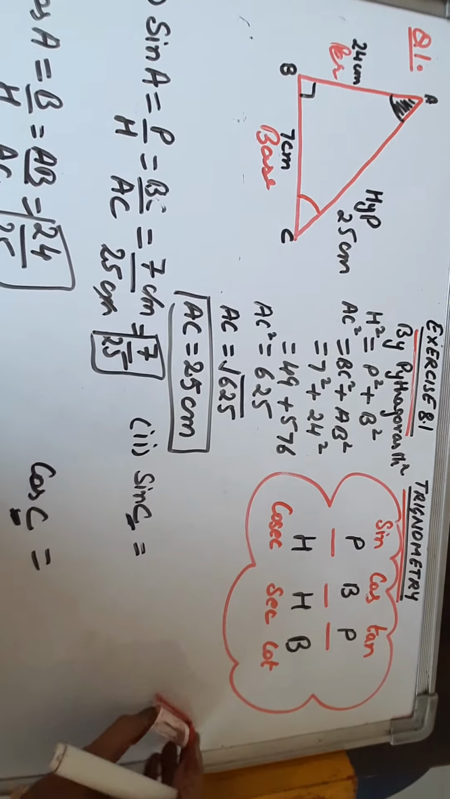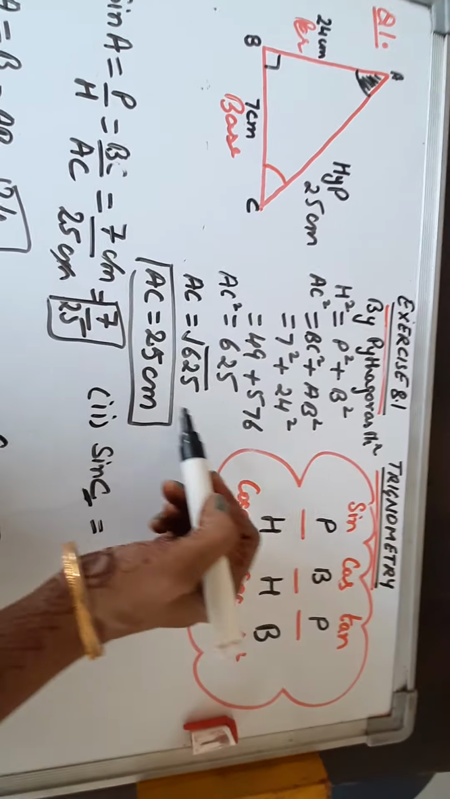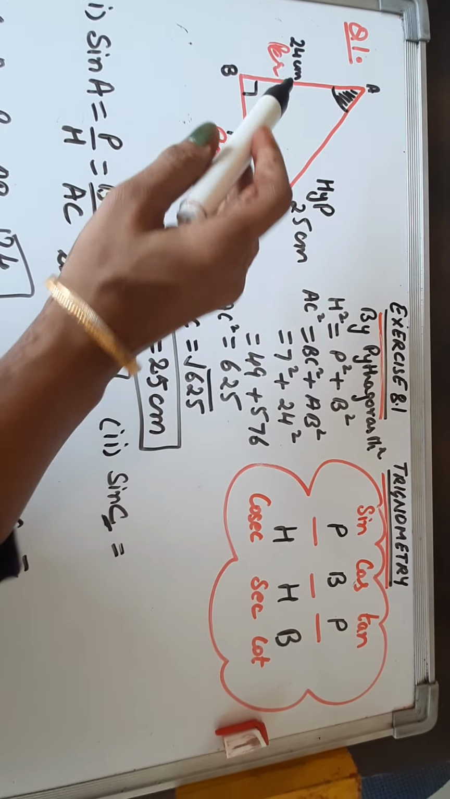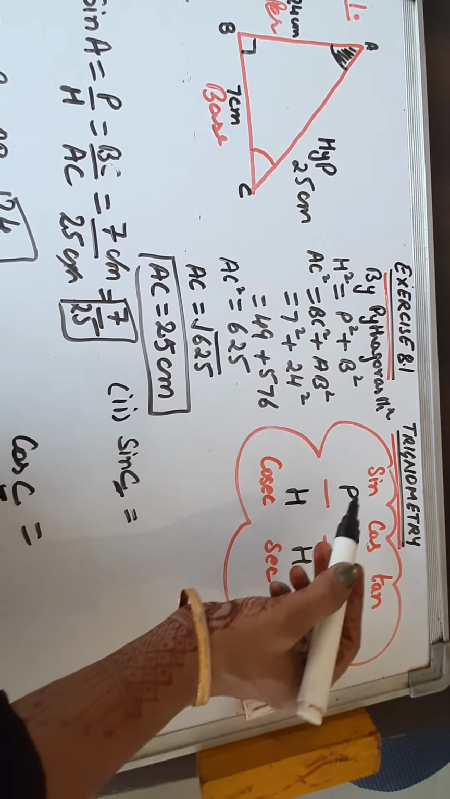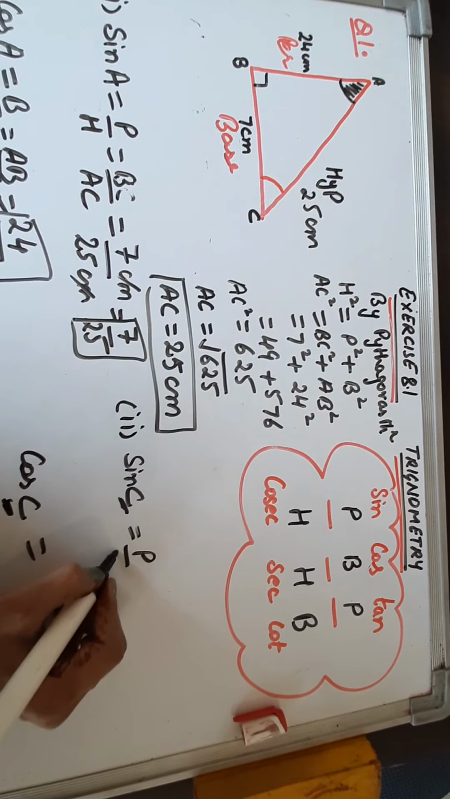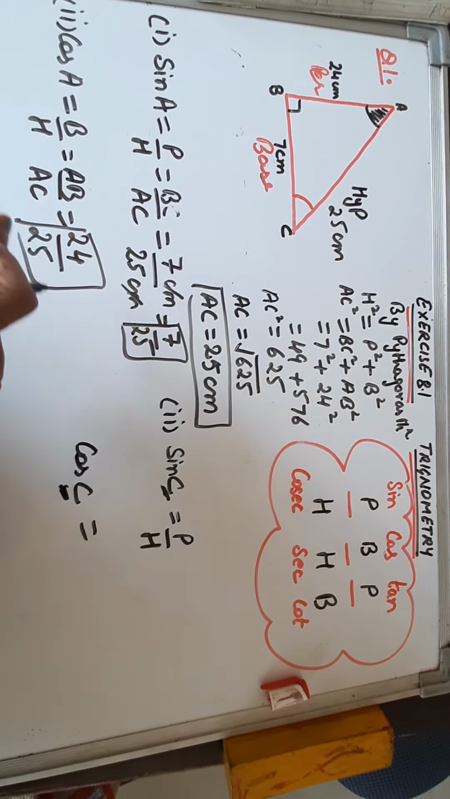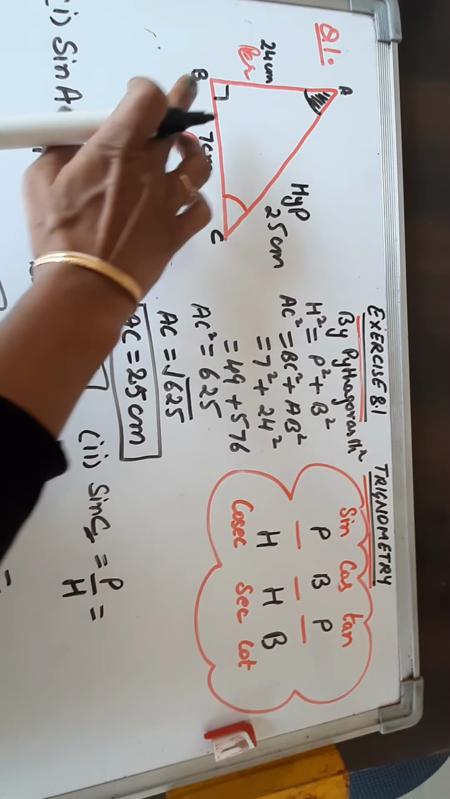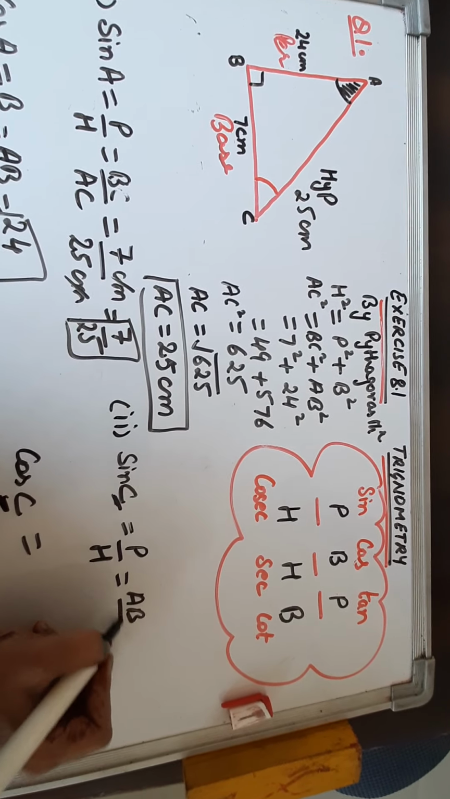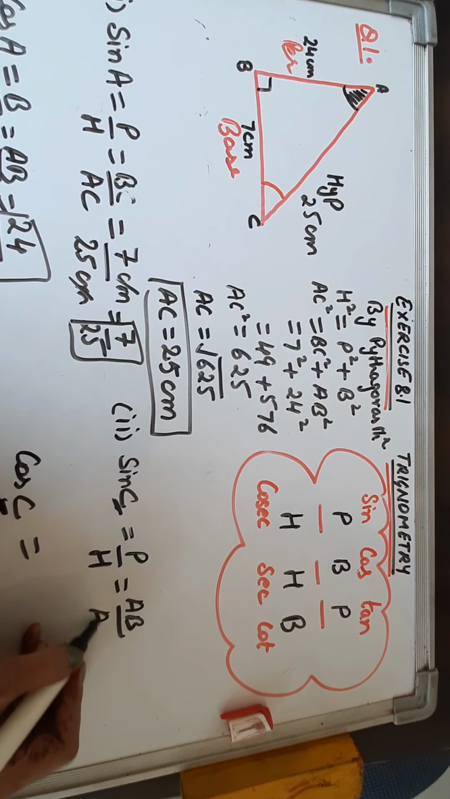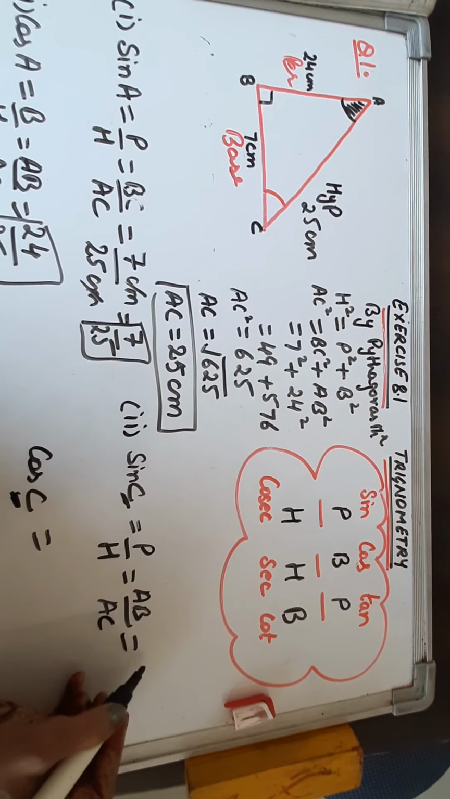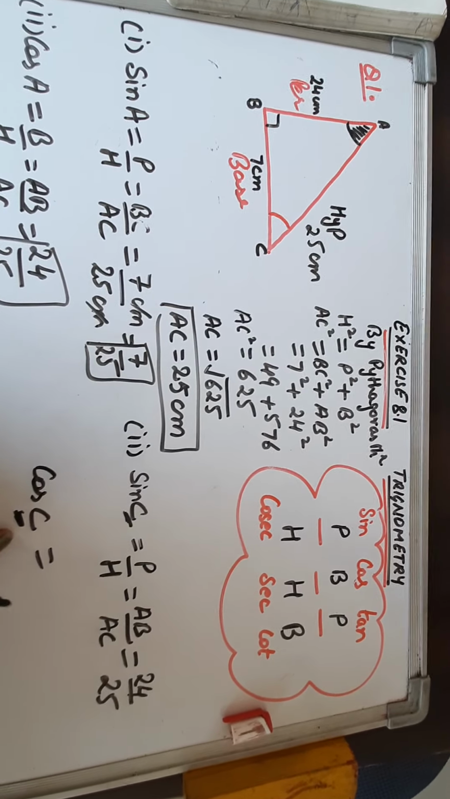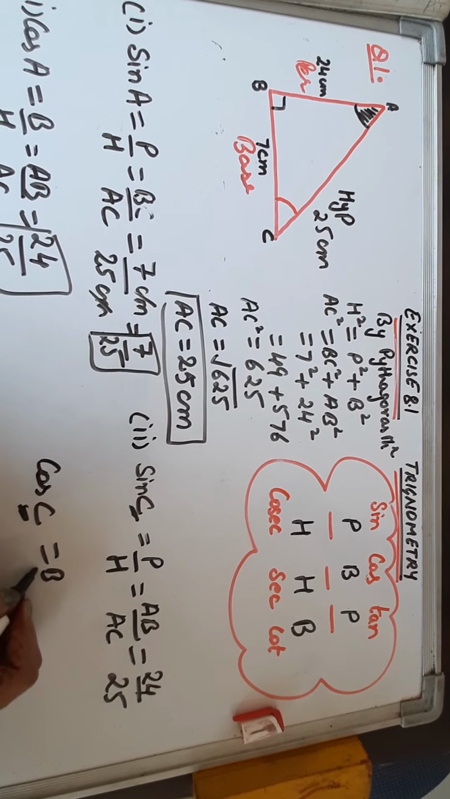So now sin C. First of all Pythagoras, then ratio, focus on the angle. According to the angle we have perpendicular and base, and the sine ratio is perpendicular by hypotenuse. The formula will be the same for any kind of angle. So according to angle C, the perpendicular is AB upon hypotenuse, which is fixed, AC. AB is 24 centimeter, AC is 25. So the ratio is this. Now cos is base by hypotenuse.